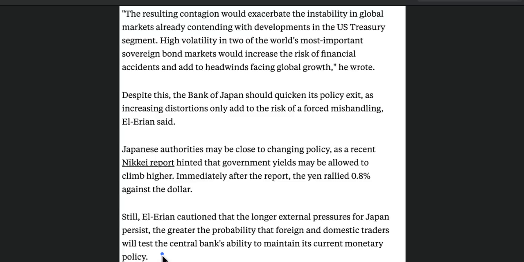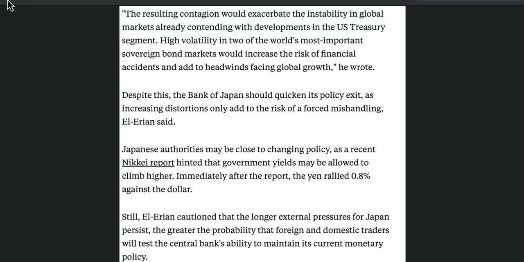Let me explain to you what is really important about this. The longer external pressures for Japan persist, the greater the probability that foreign and domestic traders will test the central bank's ability to maintain its current monetary policy. In other words, traders will put pressure on monetary policy.